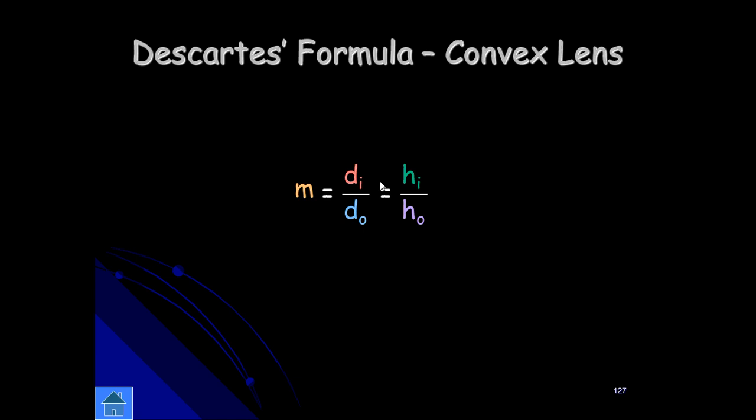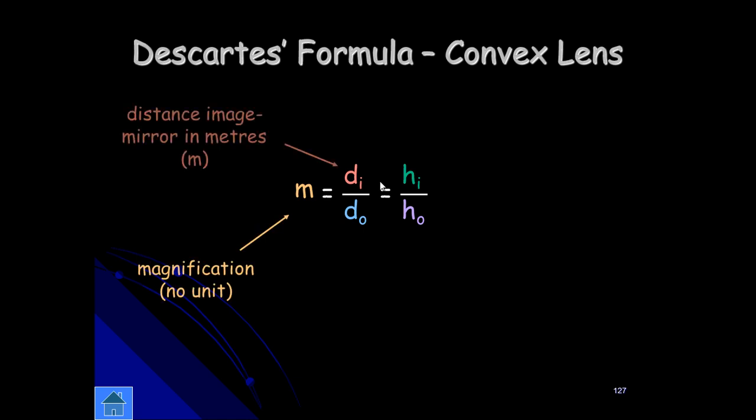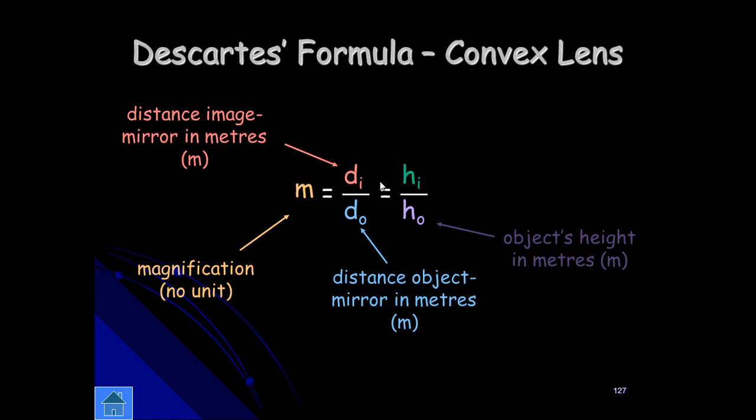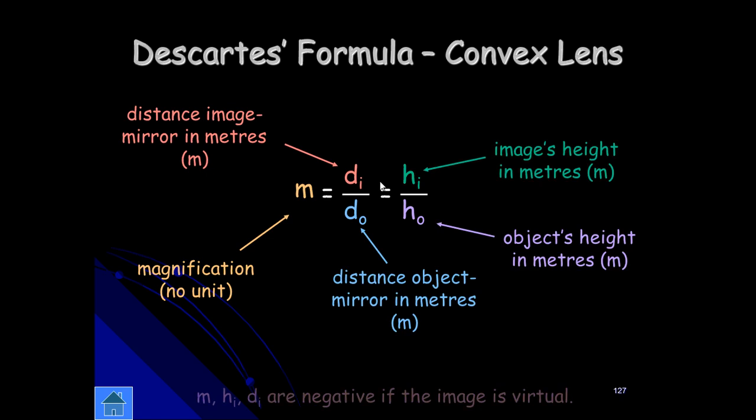Same ratios apply to the magnification. And because it is a ratio, there are no units associated with magnification. Magnification, height, and distance are all negative if the image is virtual.